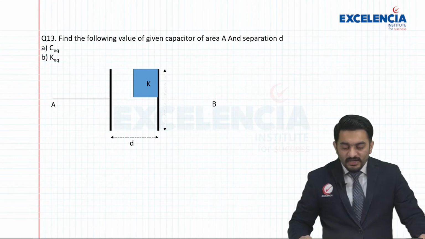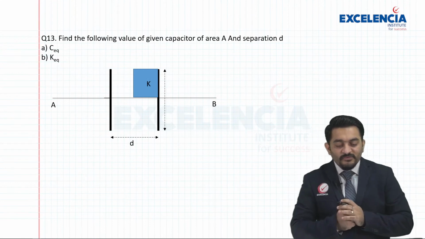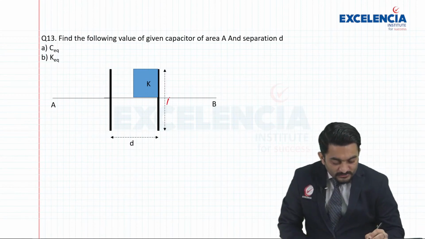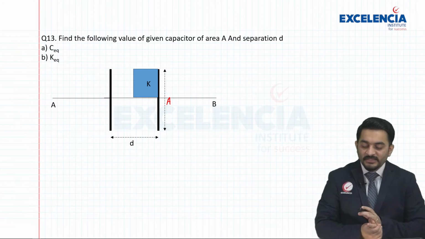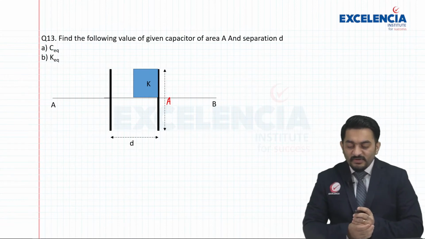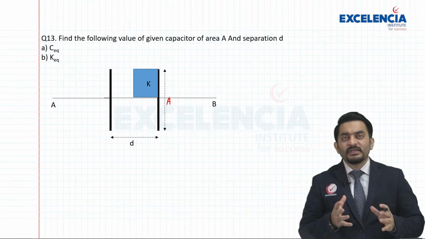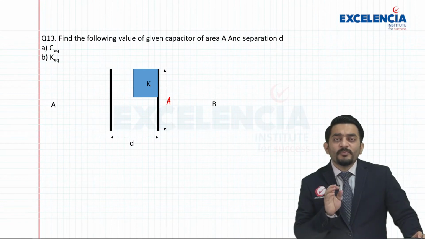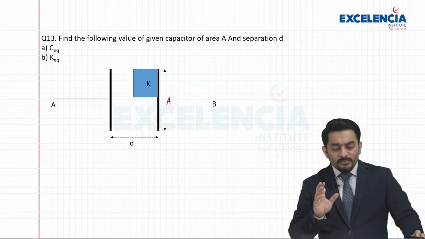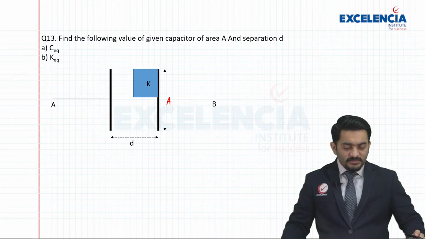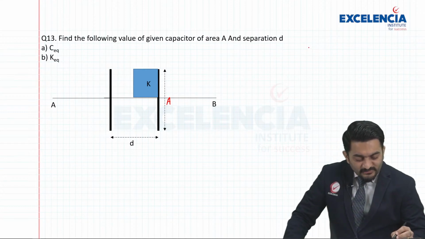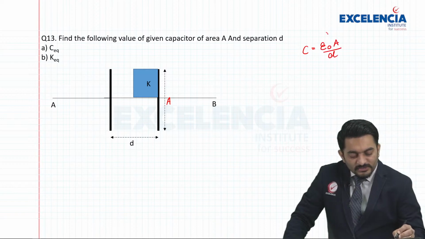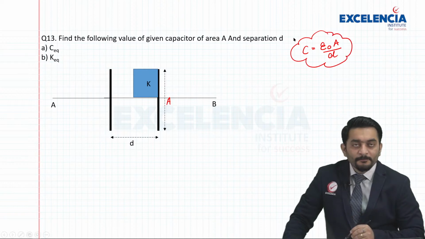Moving on to the next question, it says find the following value of the given capacitor of area A and separation D. So the area of the capacitor plate and the separation are given. We need to calculate C equivalent and K equivalent. See, the examiner can ask you any question, but here I am going to tell you how to approach this type of question, because you have seen the parallel plate capacitor, and when we write the formula, the capacitance can be written as epsilon naught A over D. So this is the general formula which comes to my mind.